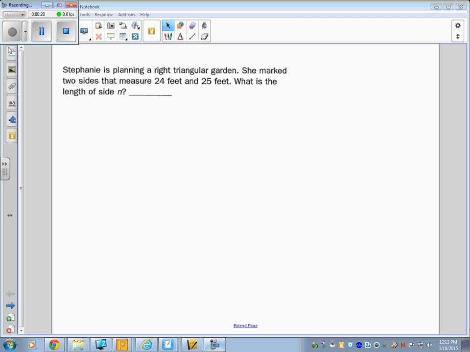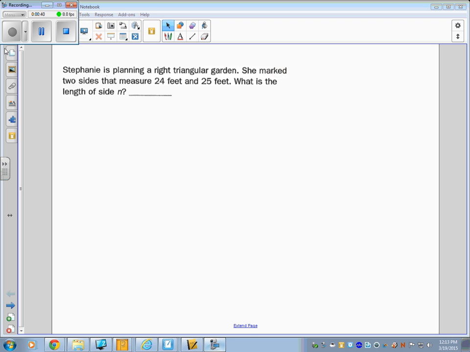To do a word problem, you first have to read the problem, figure out what it's asking for, and make a drawing. The drawing will help you see the triangle, it will help you see the right angle, and that will help you label the three sides. Particularly, you want to make sure you label the hypotenuse correctly because C is always opposite the right angle.